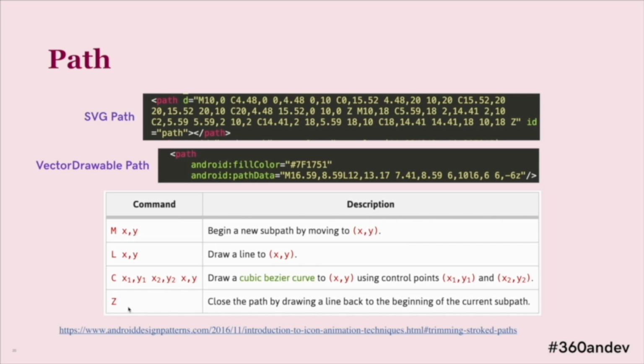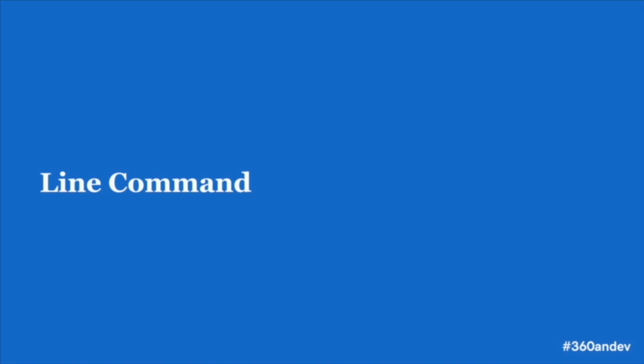And finally the Z command, which can close a particular vector. If you want to learn more about these, you can go to this very interesting and in-depth article about icon animation techniques, which covers a bunch of icon animations in detail. So that brings us to the first type of command, the line command.